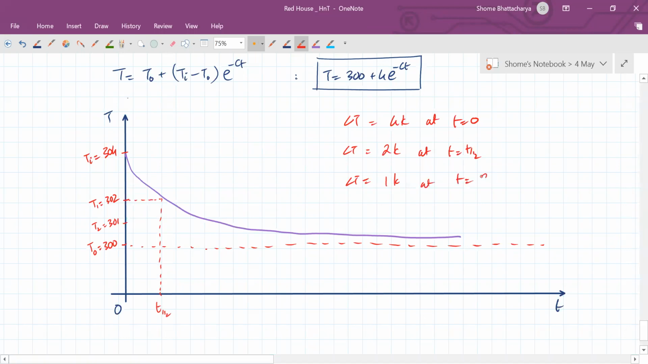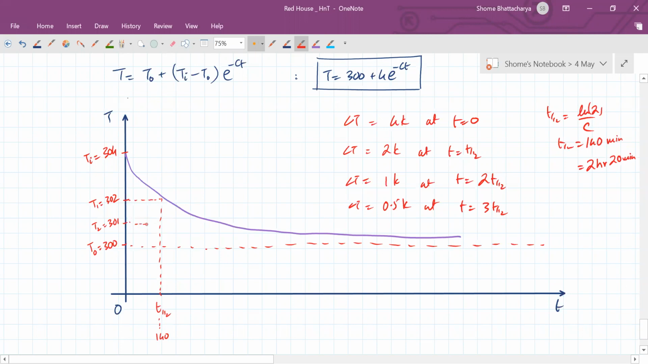at T equal to 2 times this half-life. The delta T will become 0.5 Kelvin at T equal to 3 times. And the formula for the half-life is ln2 divided by C, which was coming out to be 140 minutes, or 2 hours and 20 minutes. So that's why this was happening. So this was 140.